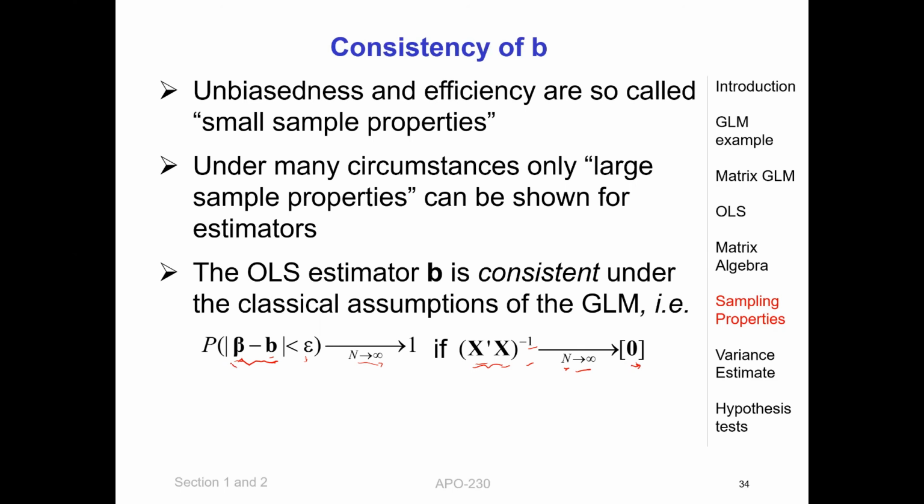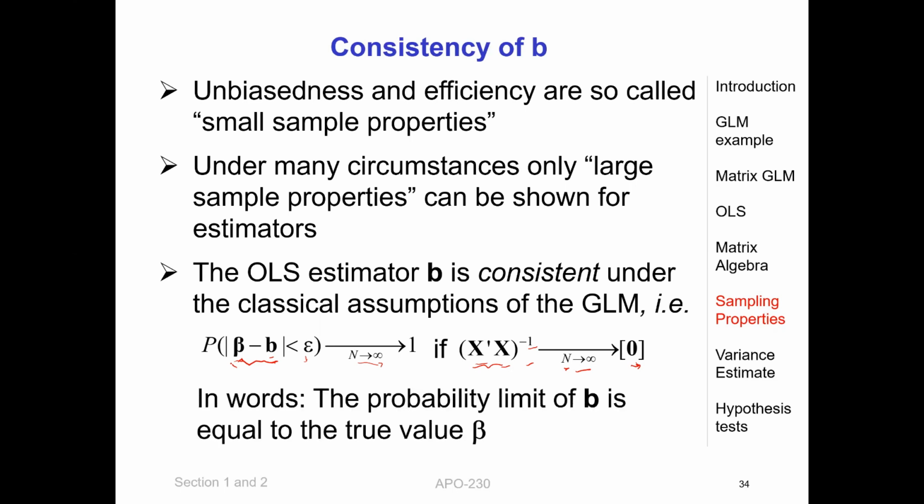So it is a comforting thing to know that if I have more observations, my estimator gets better in terms of approaching the true parameter. And this is called the probability limit of b equal to the true value beta.